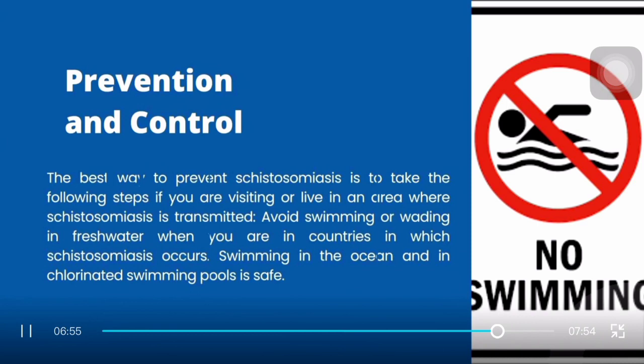And lastly, the prevention and control. The best way to prevent schistosomiasis is to take the following steps if you are visiting or live in an area where schistosomiasis is transmitted. Avoid swimming or wading in fresh water when you are in countries in which schistosomiasis occurs. Swimming in the ocean and chlorinated swimming pools is safe.